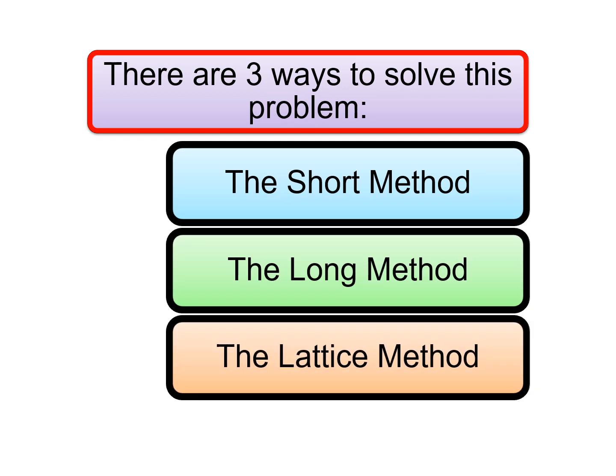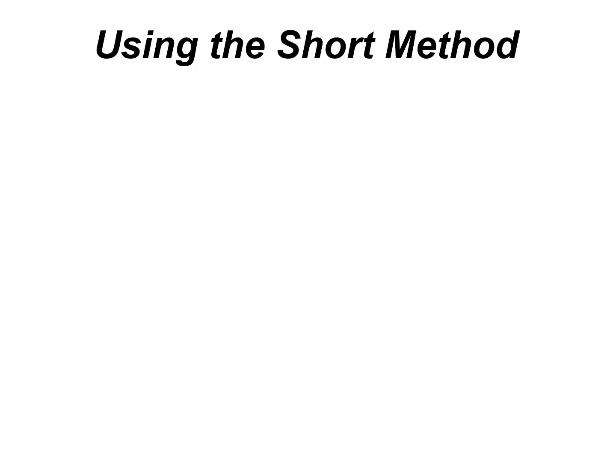There are actually 3 ways to solve multiplication of numbers with regrouping. First, the short method. Second, the long method. And third, the lattice method. How do we solve the problem using the short method?